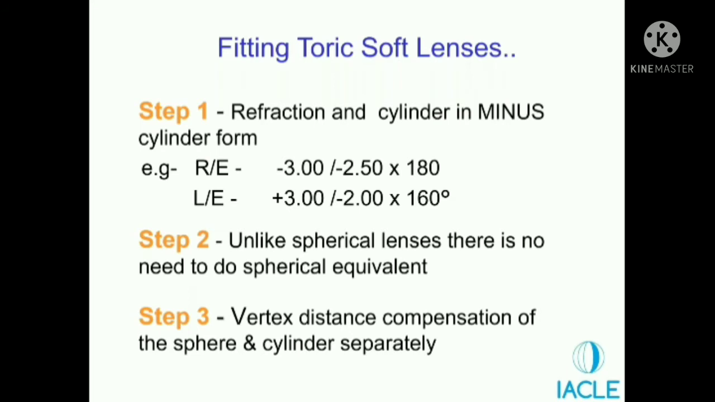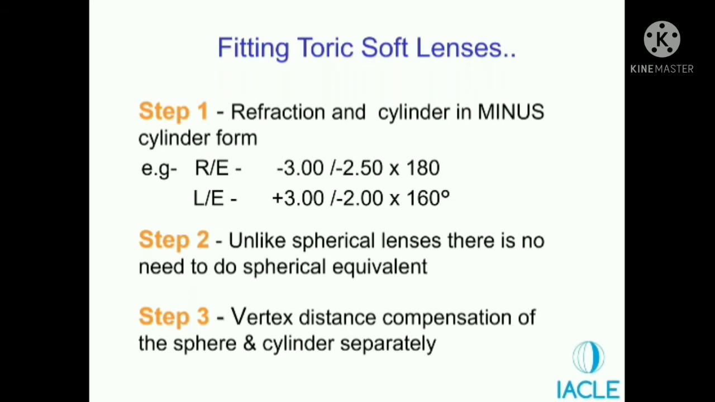Now we have to fit a toric contact lens because obviously if the patient has such a high cylinder as -2.5, it's not going to help with only a spherical soft contact lens. हमें toric lens देना ही पड़ेगा. If we did not have a toric lens, then what we would have done is take half of the cylinder and add it to the spherical, and that would have been our power. But because the cylinder power is so high, that will not help this particular patient. So we have to fit a toric contact lens only, right?